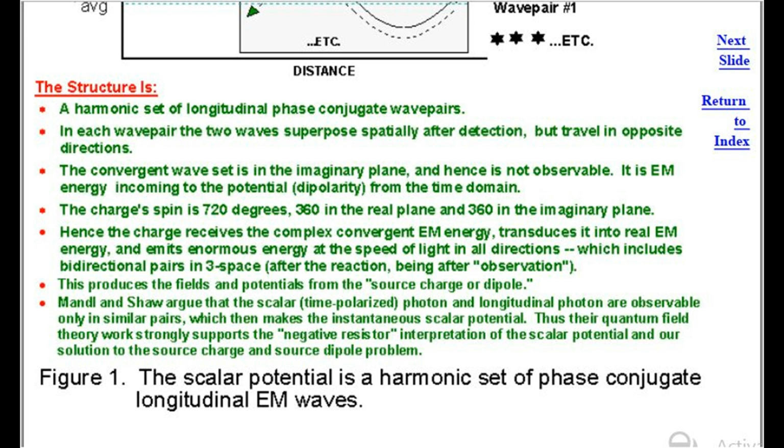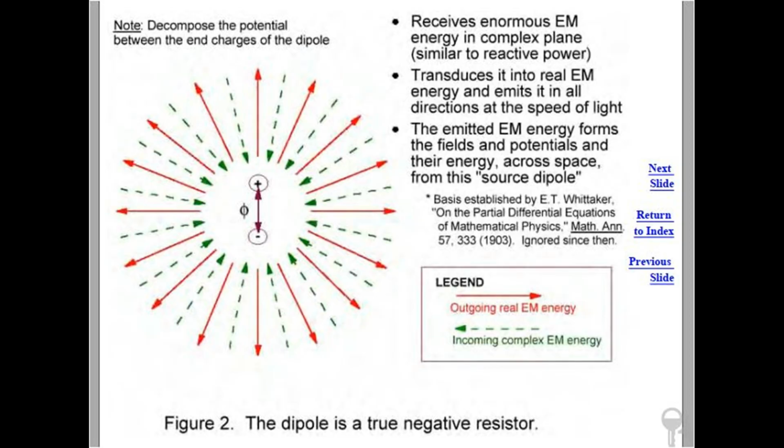The scalar potential is a harmonic set of phase conjugate longitudinal EM waves. It receives enormous electromagnetic energy in the complex plane, similar to reactive power, transduces it into real electromagnetic energy and emits it in all directions at the speed of light. The emitted electromagnetic energy forms the fields and potentials and their energy, across space, from this source dipole. Basis established by E.T. Whittaker, on the partial differential equations of mathematical physics.